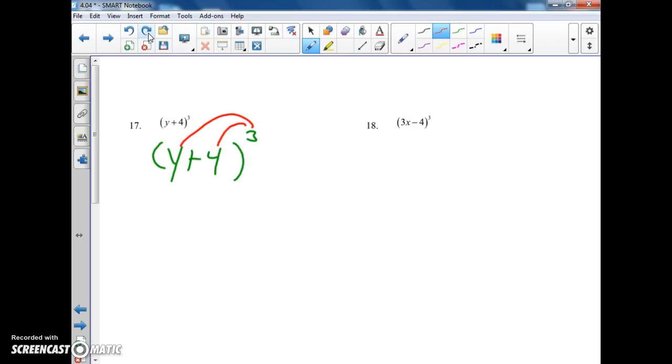Oh, yeah, you do that. No, you don't. So what do you have to do? You have to write out y plus 4 how many times? 3 times, and then multiply what? 2 of them together, get the answer, and then multiply that answer by the third one, right? You got it. That's it. You've got the lesson. Just get to working.